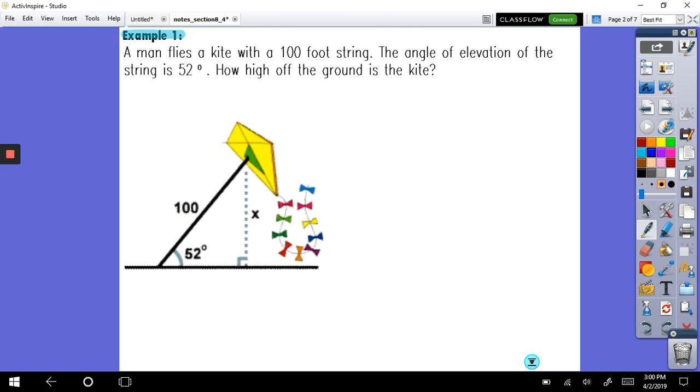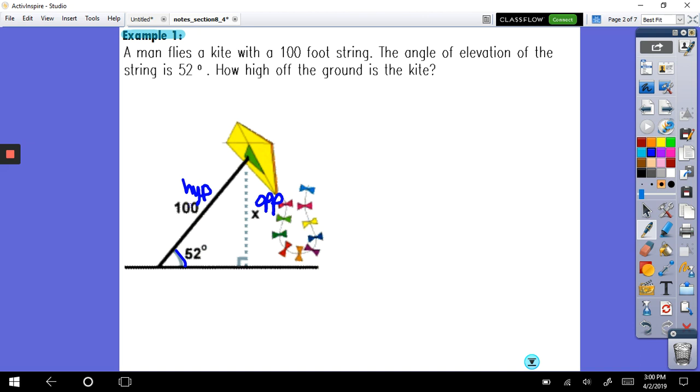All right, so a man flies a kite with a 100-foot string. The angle of elevation is 52 degrees. How high is the kite off the ground? Well, picking our angle here, 52, we're going to label. First step, label. Well, we got opposite. We got hypotenuse. Second step, pick sine, cosine, or tangent. Well, this one uses opposite and hypotenuse.